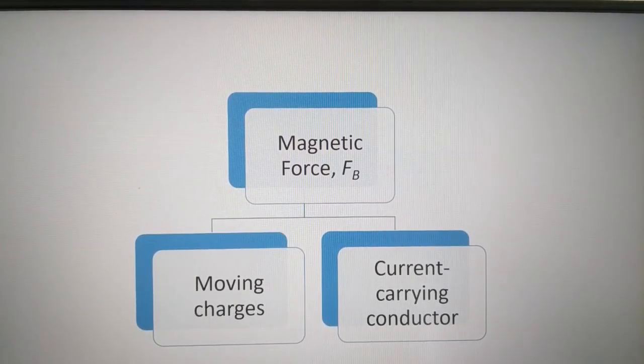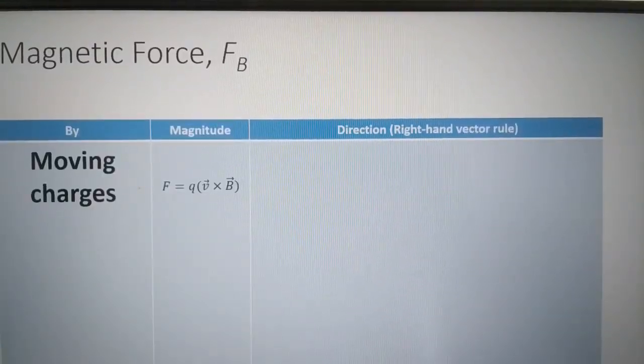Next is the magnetic force. Magnetic force can be produced in two conditions. The first one is moving charges. The second one is a current carrying conductor. When a moving charge enters a magnetic field, it will experience magnetic force. When a current carrying conductor is inside a magnetic field, it will experience magnetic force.